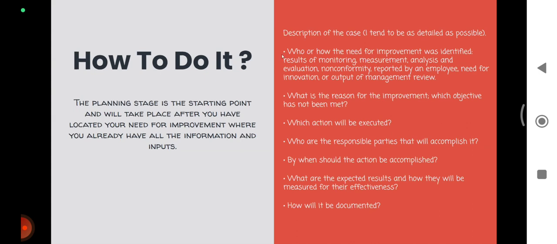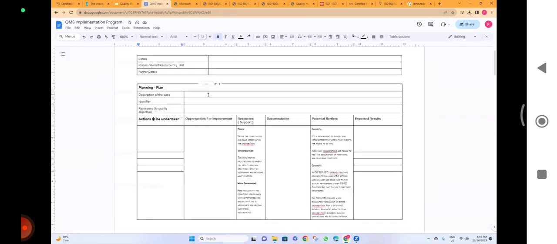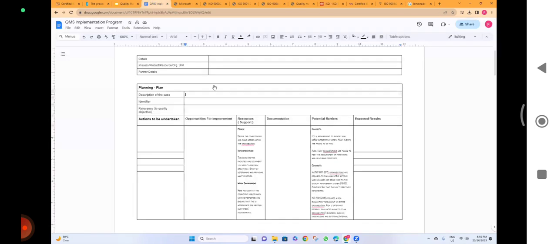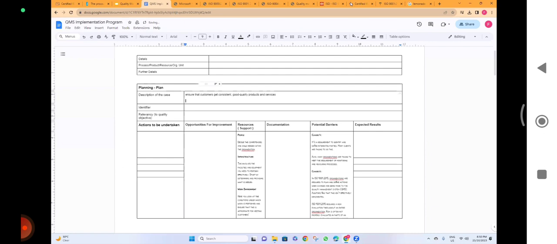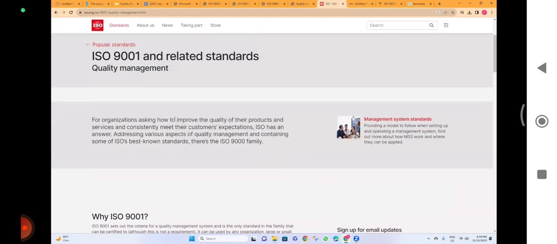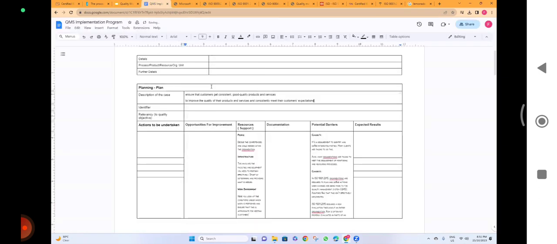So you just come over here. We are going to start off by describing the case. So we come over here and say, describe the case. And then we say here what we want to do. We want to ensure that customers get consistent and good quality products and services. This is what we need, okay? So you can say this is the reason why we need it. Or you can say another reason why I need to develop a formal quality management system is because I need to improve the quality of products and constantly meet customer expectations. That can also be another need for improvement, not an issue at all, okay?